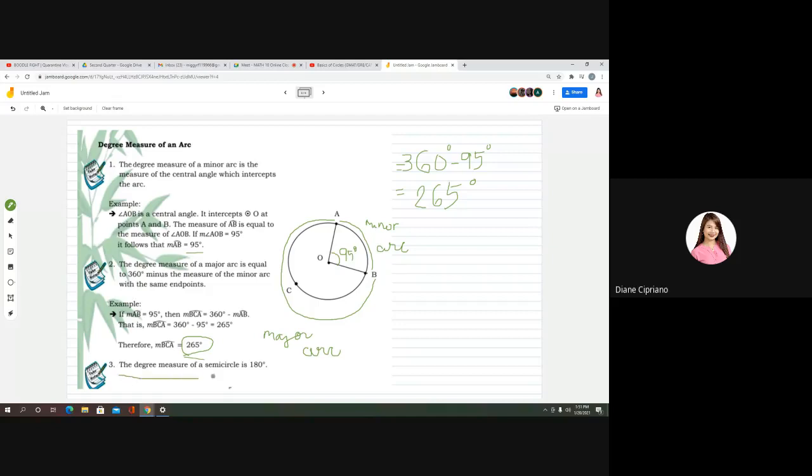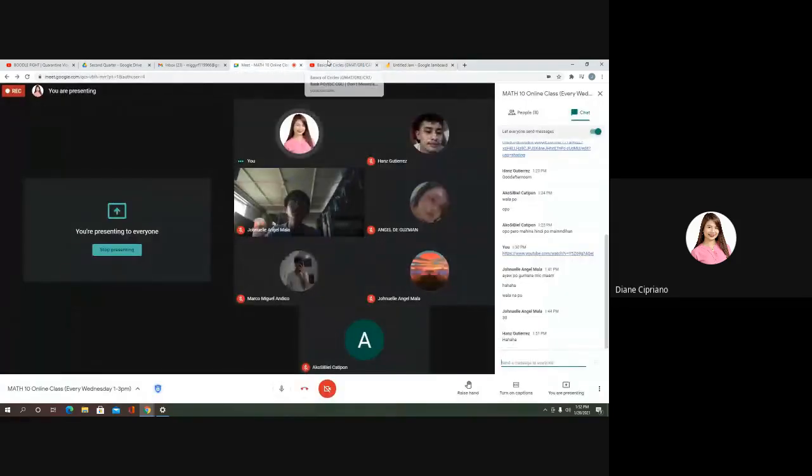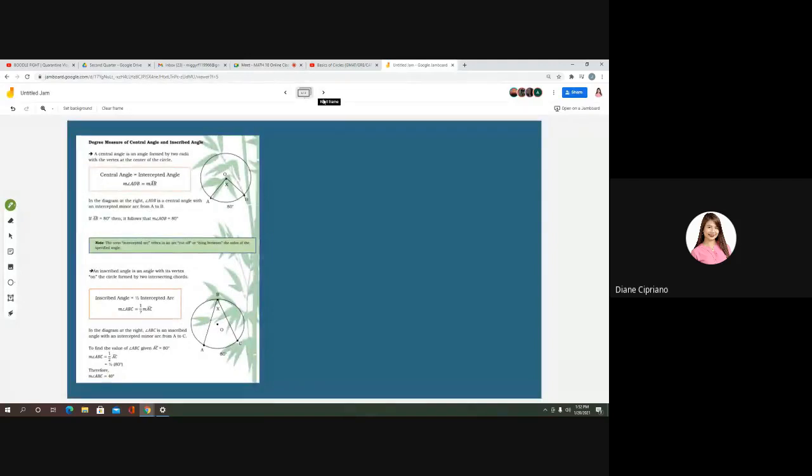Another info, the degree measure of a semicircle is 180. Why, ma'am? Because the full circle is 360. If we are looking for the semicircle, it is half of it. So what is half of 360? It is 180 degrees. Question so far? None, ma'am. Okay, good. So let's now proceed with our 7th slide. On our 7th slide, we're gonna study about the degree measure of central angle and inscribed angle.